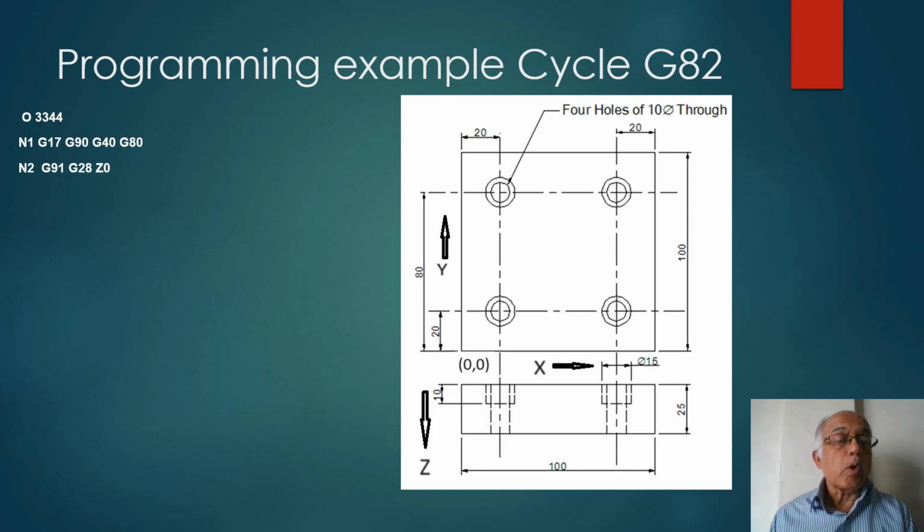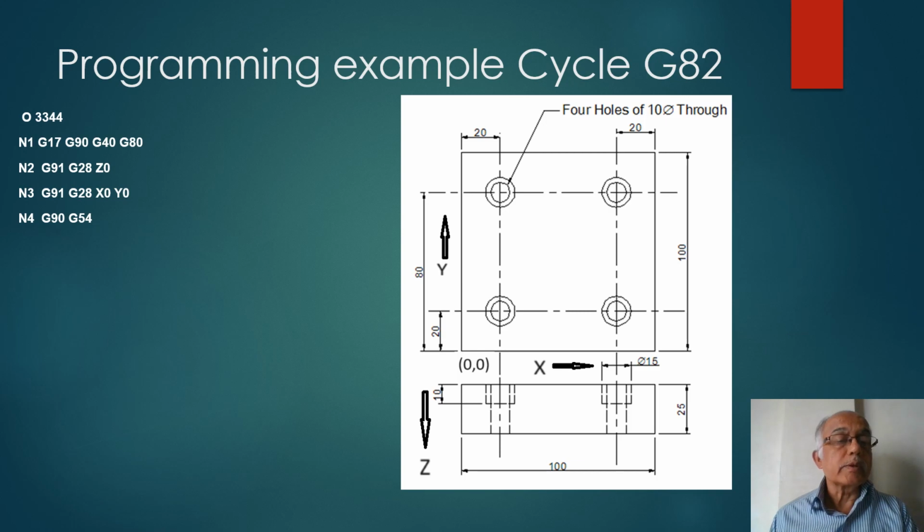N2 is the block where the machine is sent to the reference point for Z-axis. G91 and G28 are the codes for sending the machine to the reference point, or auto-referencing. N3 is the block where the machine is sent to the reference point for X and Y axis. In the N4 block, we have used G90, that means absolute programming mode.